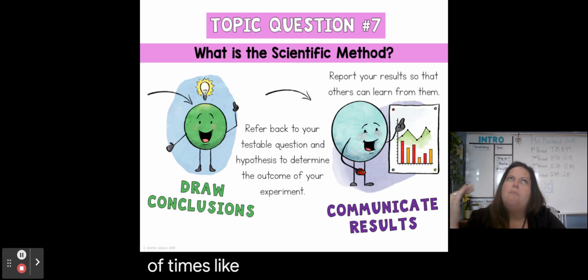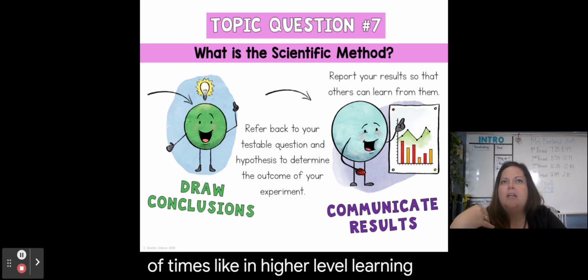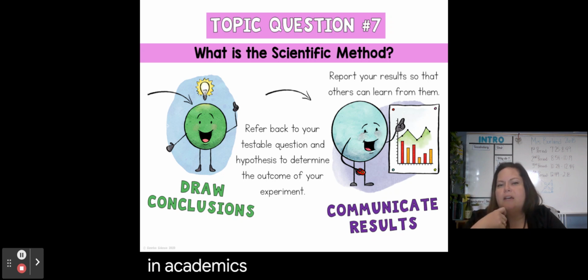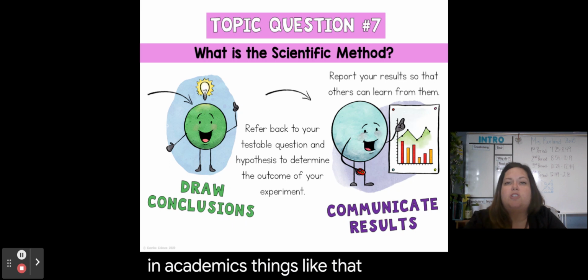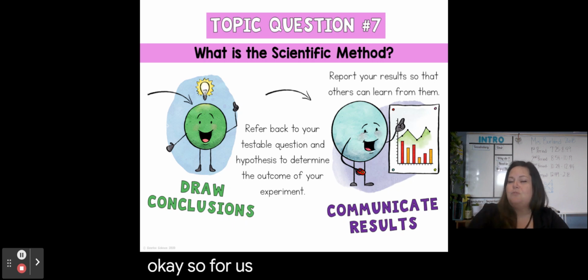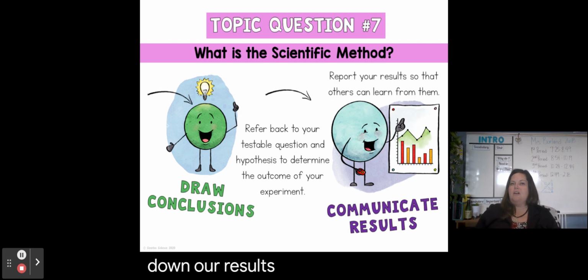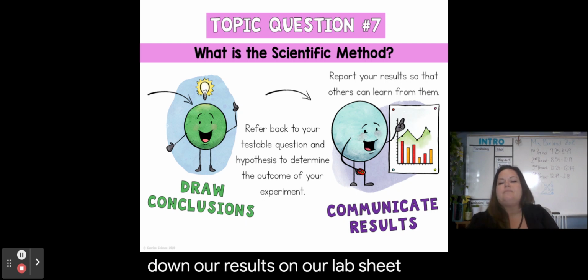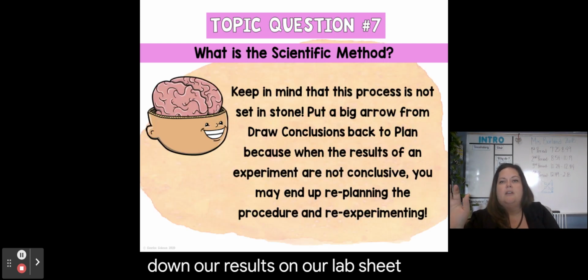A lot of times, like in higher level learning or in academics, scientists will publish their work in scientific journals. Okay, so for us, it's really about writing down our results on our lab sheet. All right.